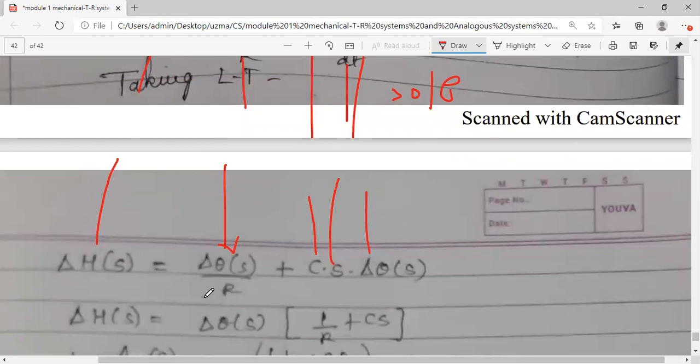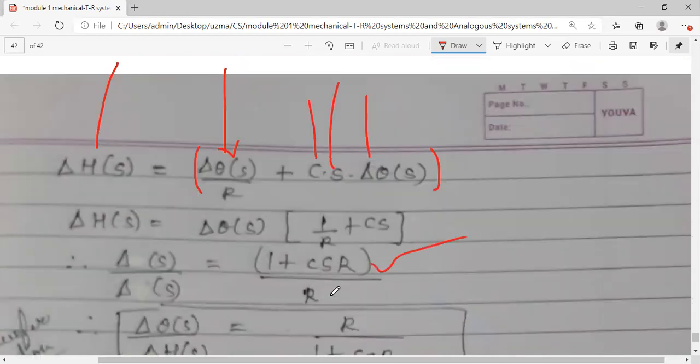Now rearrangements, take theta of S common, then you can take the LCM here. I have taken the LCM. Okay, something is missing here. It is delta H and delta theta. 1 plus CSR divided by R if I take the LCM.